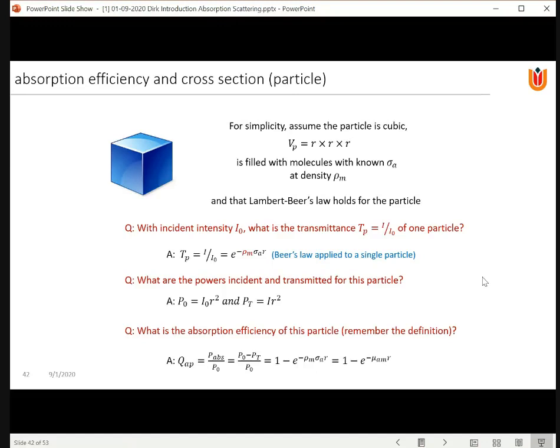So we've calculated the absorption efficiency of a particle that is filled with molecules that have an absorption cross-section sigma A and that are present in the particle with a molecular number density rho m. And again, we can combine rho m times the absorption cross-section into the absorption coefficient of the molecules inside the particle. So I now have an expression for the absorption efficiency of one particle as a function of the absorption coefficient of the substance that is inside that particle.